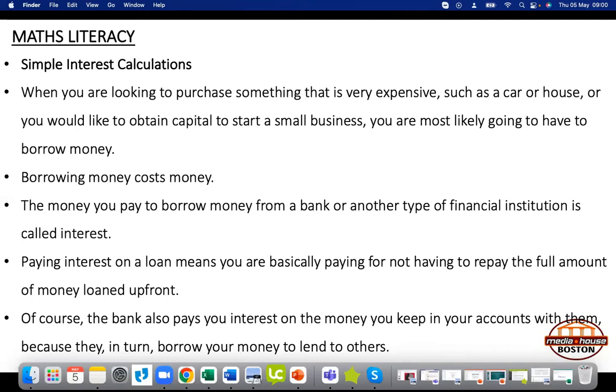So think about how much money they're actually stealing from us. And it's not only banks, it's a lot of companies when they do this, when you have contractual agreements with them.